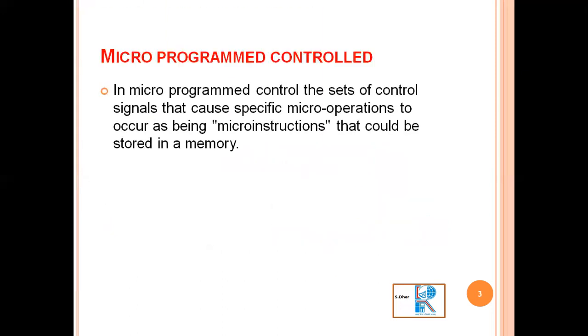Now today we will learn about the microprogram control unit. Now what is the microprogram? In a microprogram control unit, the set of control signals that cause a specific micro instruction are termed the microprogram, which could be stored in memory. That means the sequence of micro instructions generated in a control unit can be stored in binary form in a memory.